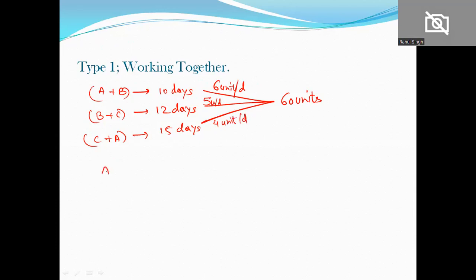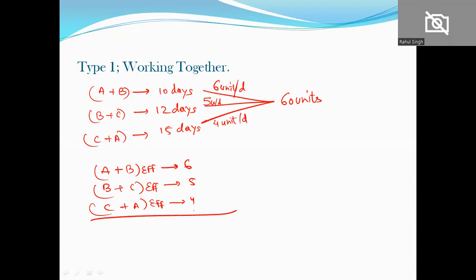Alright. So let's see what the team efficiency of A and B is. Their team efficiency is 6 units. B and C's team efficiency is 5 units. C and A's team efficiency is 4 units. So if I add everything, A plus A is 2A, B plus B is 2B, C plus C is 2C. So a team of three people has an efficiency of 15 units.